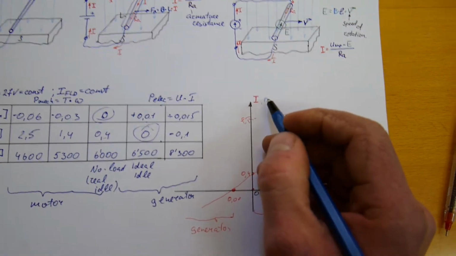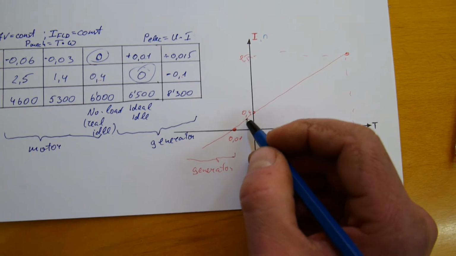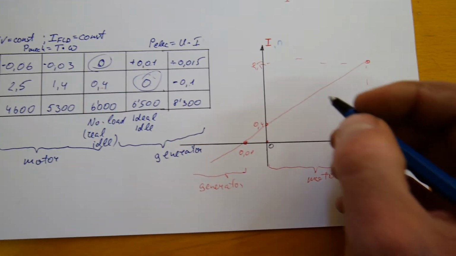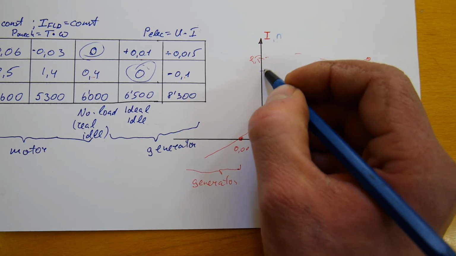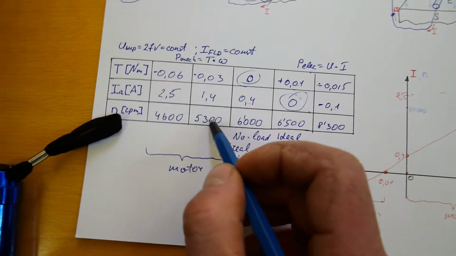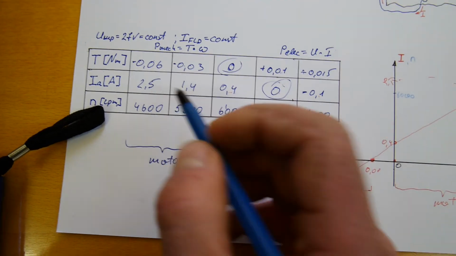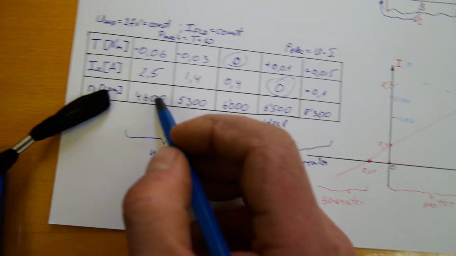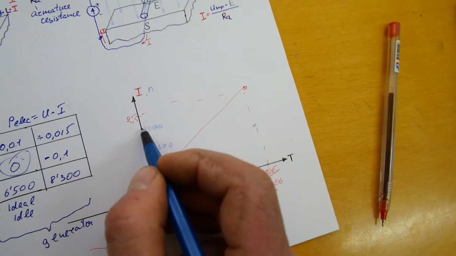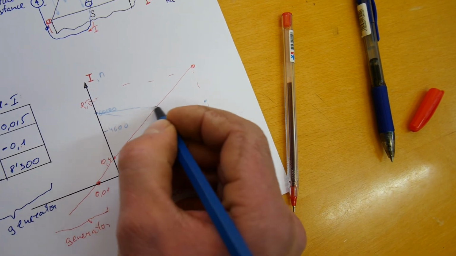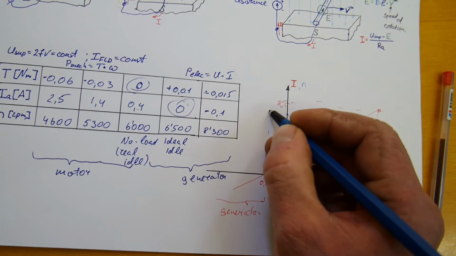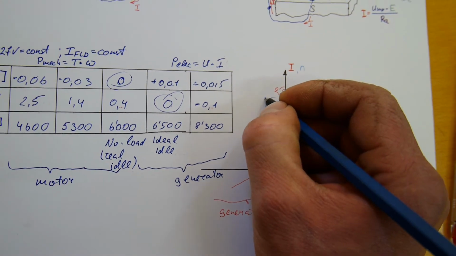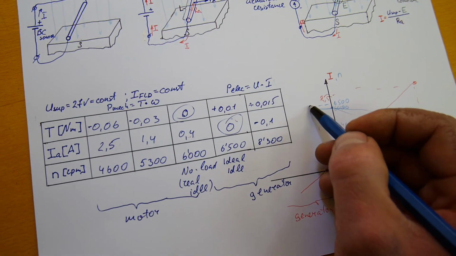With respect to the speed, everything is fully similar. If the motor, or the DC machine, is rotating slower than its real idle, 6000 RPM, let's say here, then it is in the motor mode. 4.6 we got at 0.06, and this is in the idle. So at the real idle, the speed should be 6.5 thousand. And in the generator mode, the speed should be much higher.